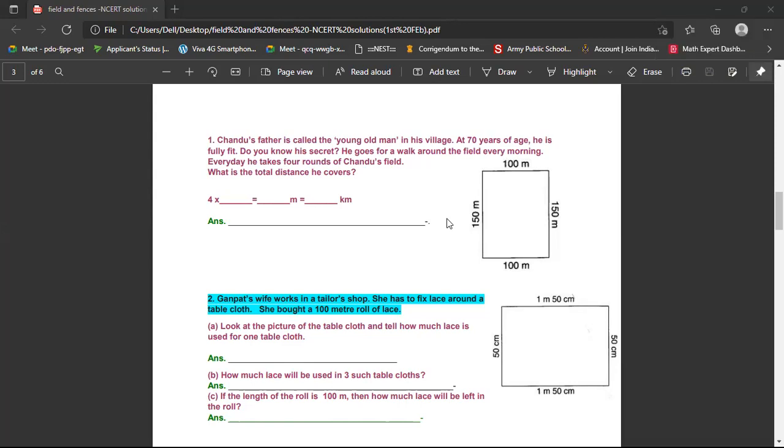See, in this question, there is a person who is 70 years old. He is called a young old man. Why is he called a young old man? Though at the age of 70, he goes for a walk daily. You can see the picture there. There is a rectangle, 100 meters by 150 meters. These are the dimensions of the field. He walks around the field, not once, but four rounds per day. Four rounds in the morning. See, at the age of 70, he goes for a walk, four rounds of the field.